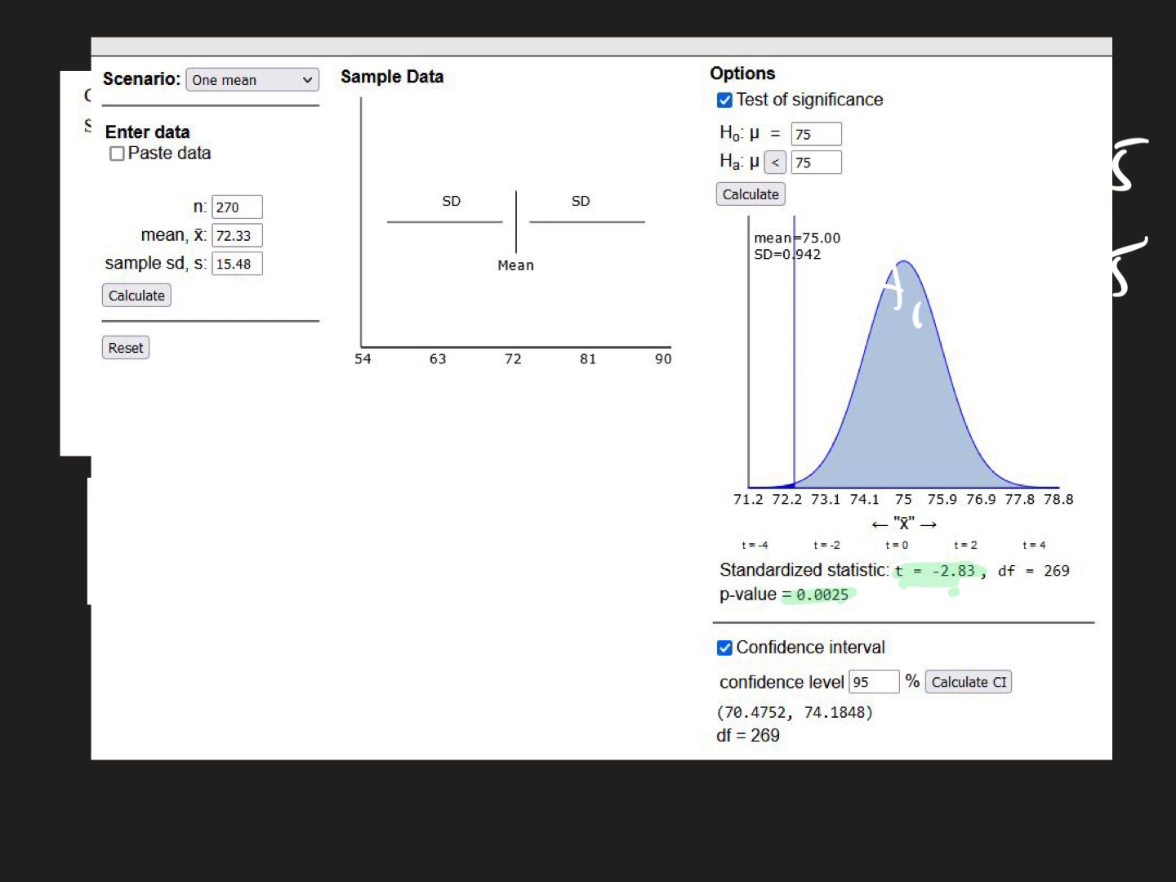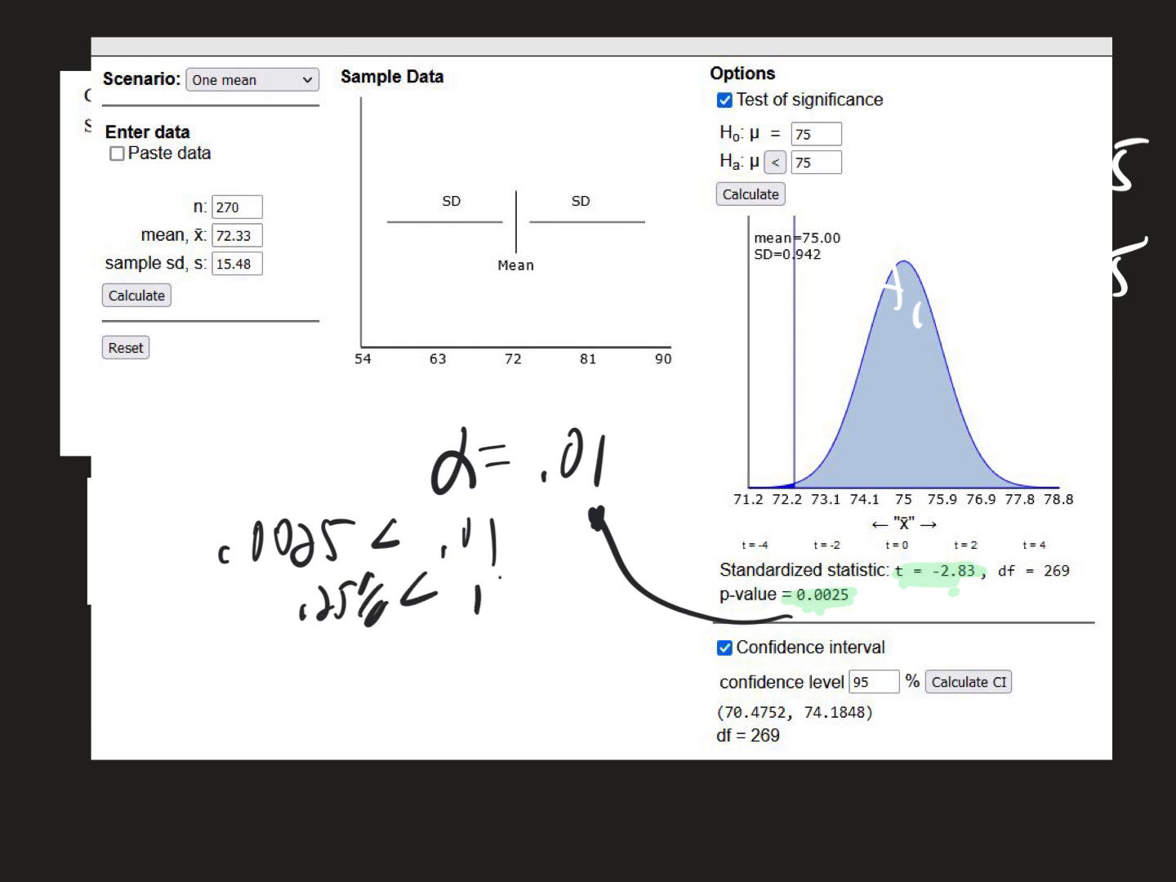Now we're going to make a decision about H0. Well, if we're testing at the 1% level, is this number less than 1%? If alpha, the level of significance, is 0.01, and our p-value is smaller than that, right? Because 0.0025 is a whole lot less than 0.01, or 0.25% is less than 1%.